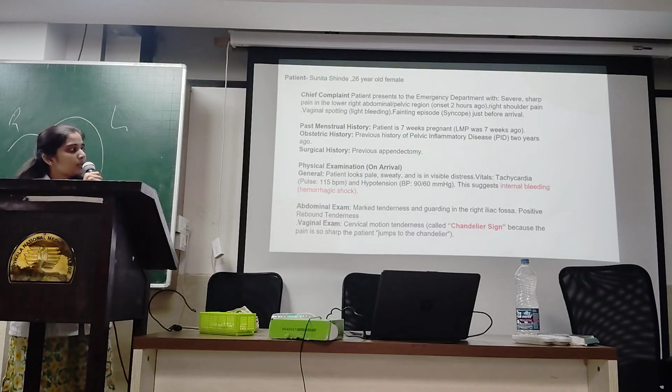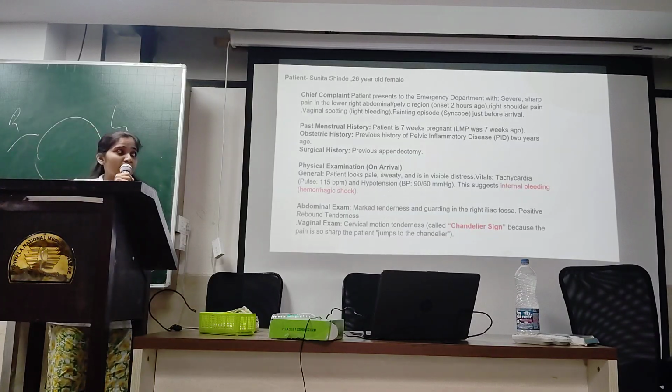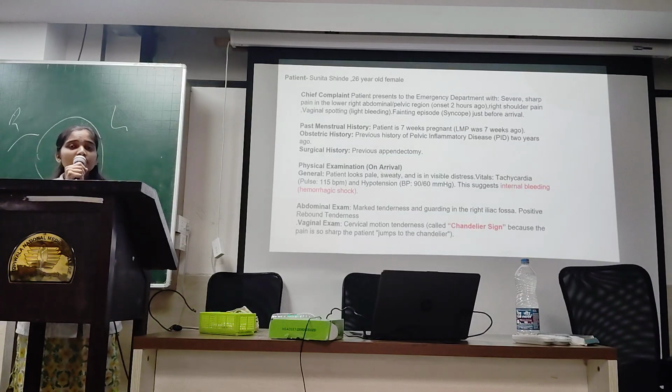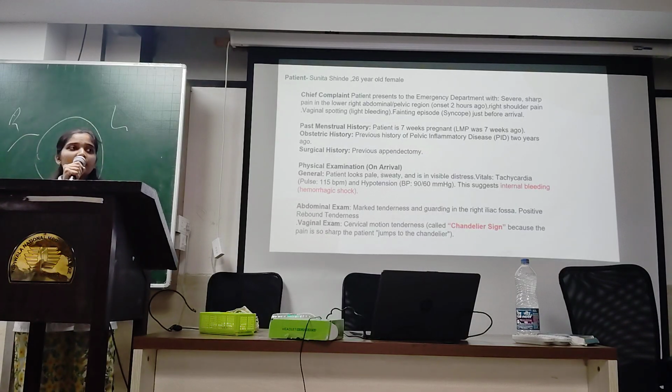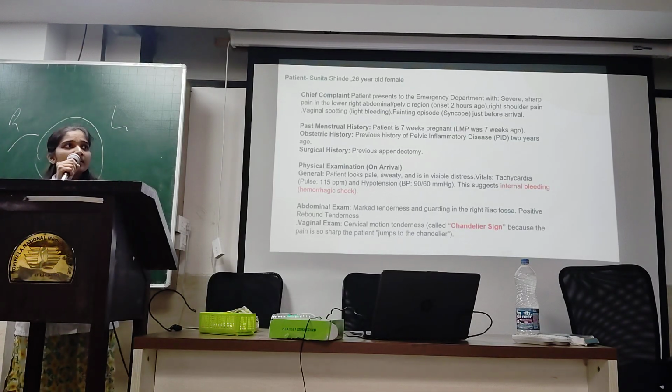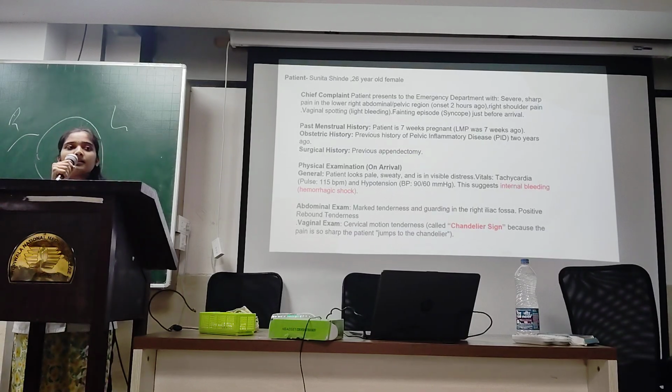On examining the abdomen, there is marked tenderness in the right iliac fossa, and on vaginal examination there is cervical motion tenderness, which is called the Chandelier sign. So intense pain is elicited when the cervix is moved, and this is a very important hallmark sign for pelvic inflammatory disease. But it can also be diagnostic for ectopic pregnancy or appendicitis.